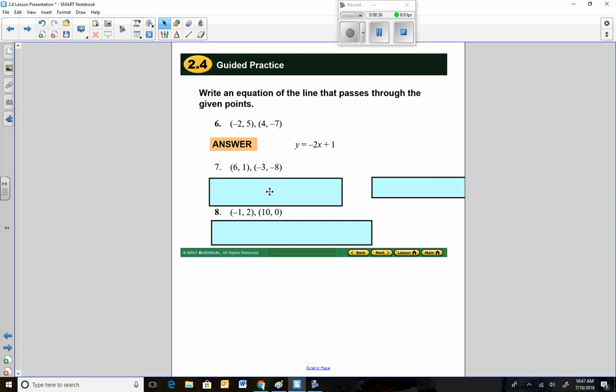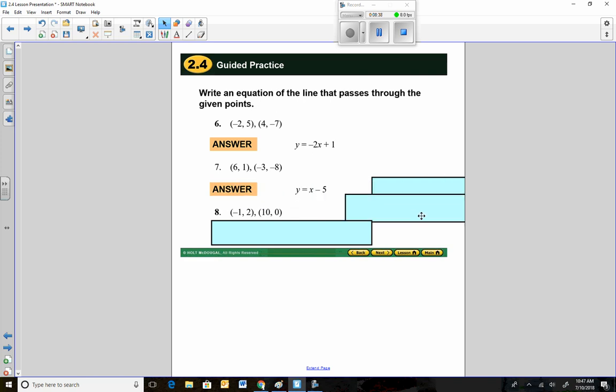Welcome back. If you plug the 2 points into the slope-intercept form, you will get y equals x minus 5.